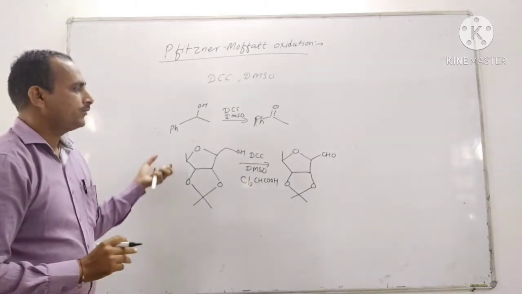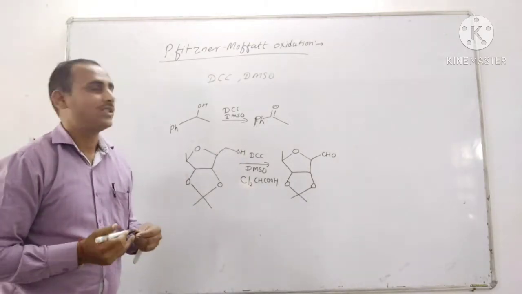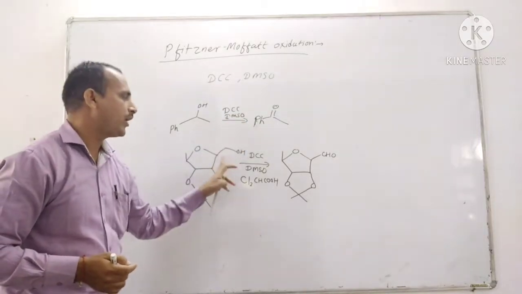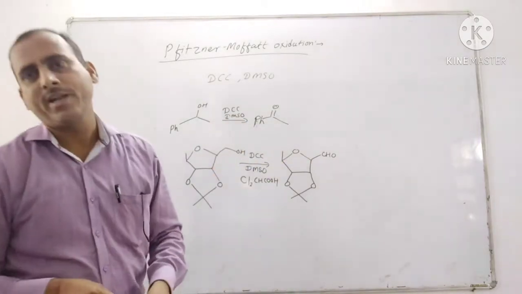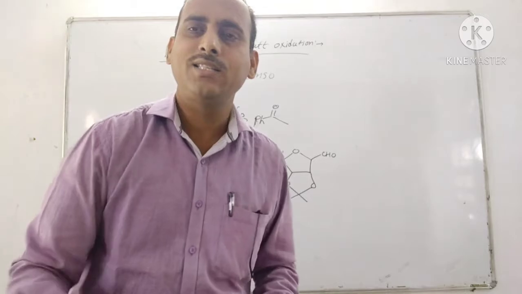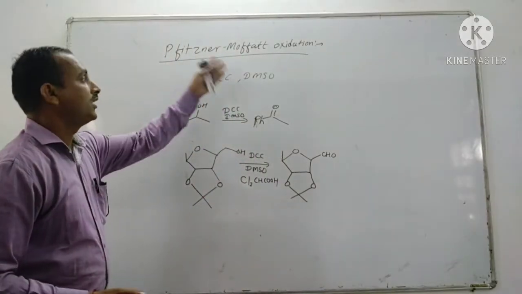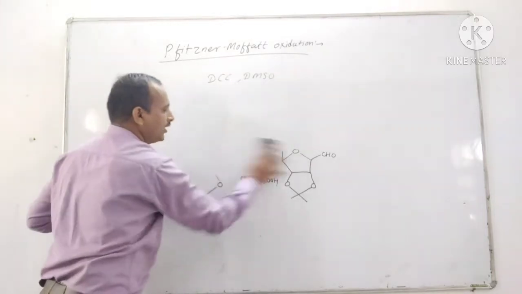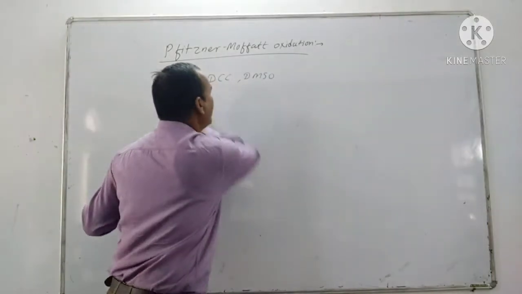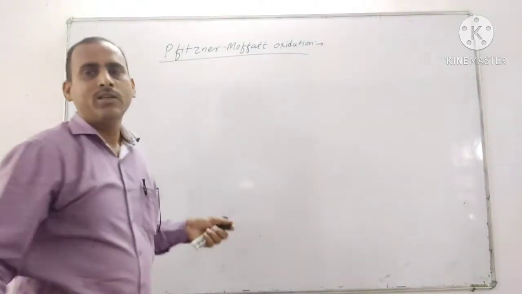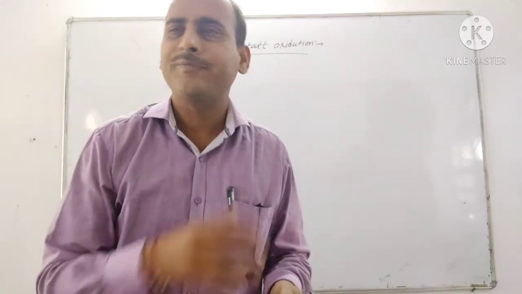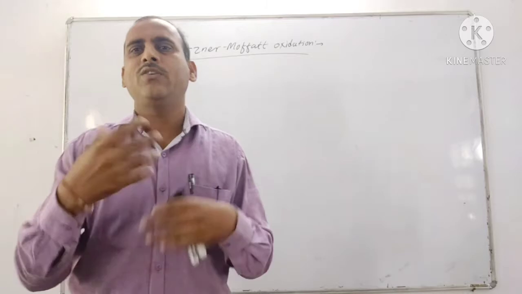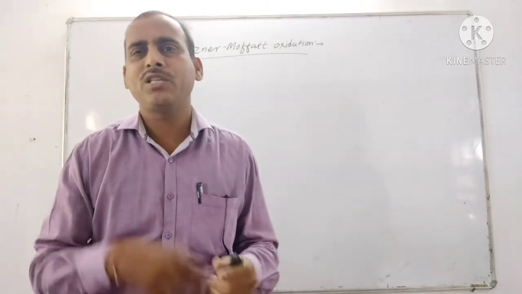So these are such examples in which secondary alcohol is oxidized to ketone and primary alcohol is oxidized to aldehyde by using this DCC DMSO, that is Pfitzner-Moffatt oxidation reaction. Now these are the oxidation of alcohols. Now in that oxidation we start a new point.